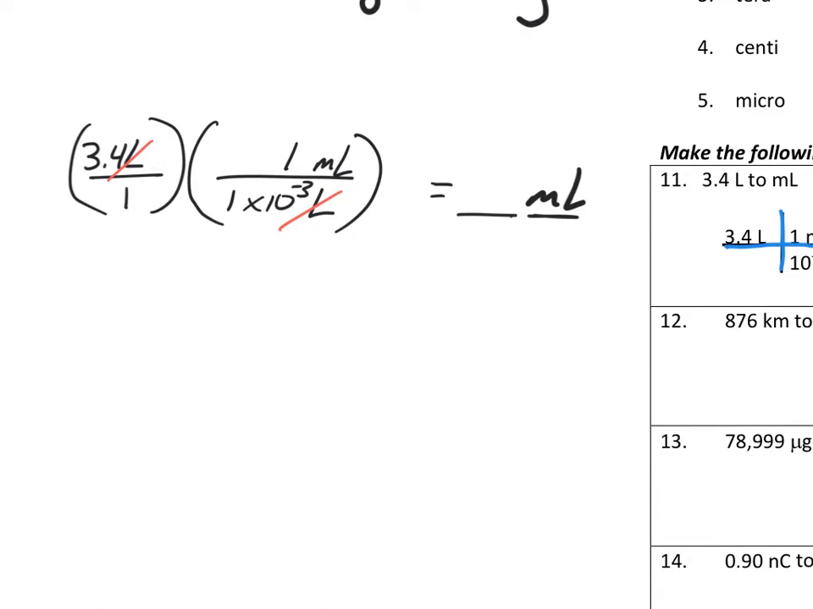So the answer is going to be 3.4 times 10 to the third power milliliters. So there's 3,400 milliliters in 3.4 liters. It's just that simple.